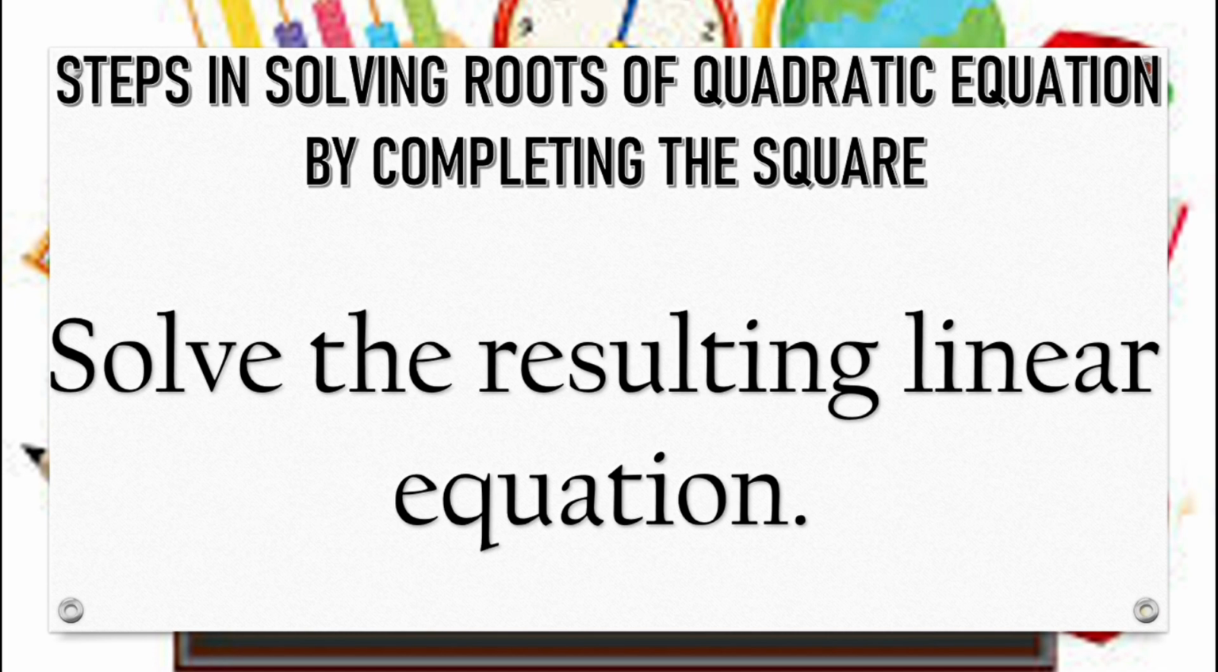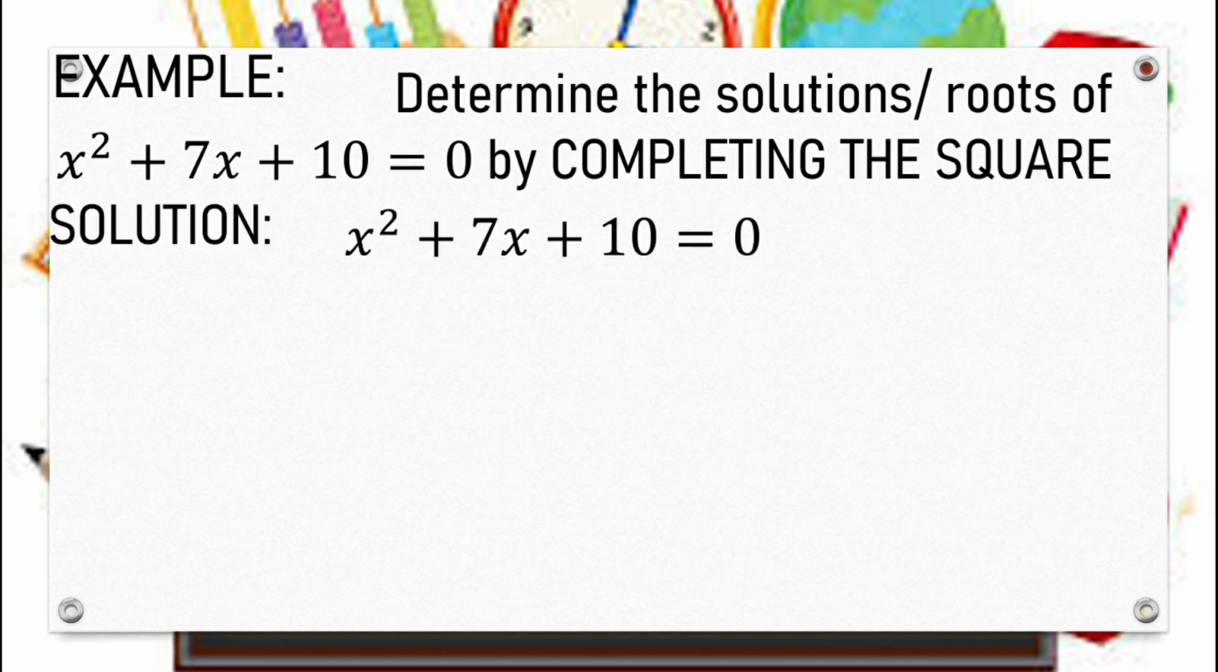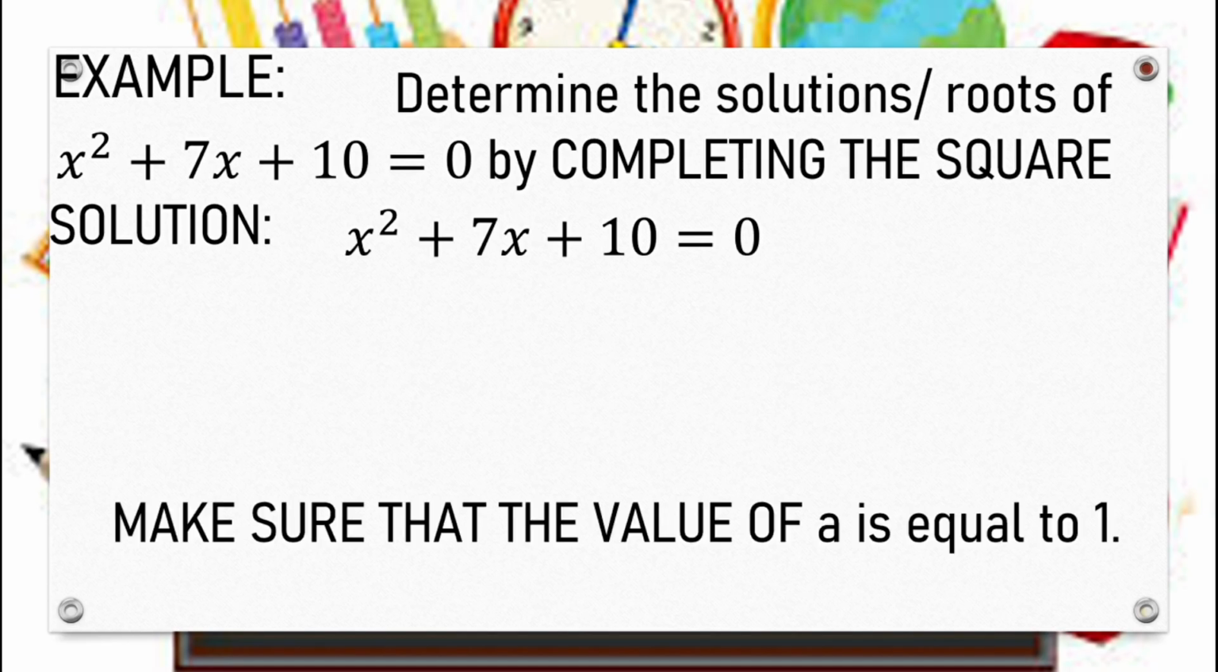With this, let us apply these steps in our first example. Determine the solutions or roots of x squared plus 7x plus 10 equals 0 by completing the square. For our solution, given the equation x squared plus 7x plus 10 equals 0. First, make sure that the value of a is equal to 1. In this case, we will skip step 1.